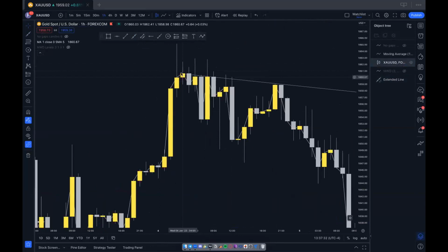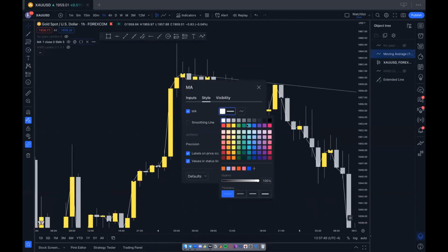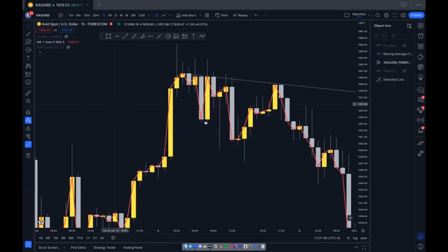You can see right here. Maybe you can't see it. I'll change the color of my moving average. Let's do blue. Or red. Red is good. So you see this is the closing price here. Point 2 right here, point 3 is your entry.